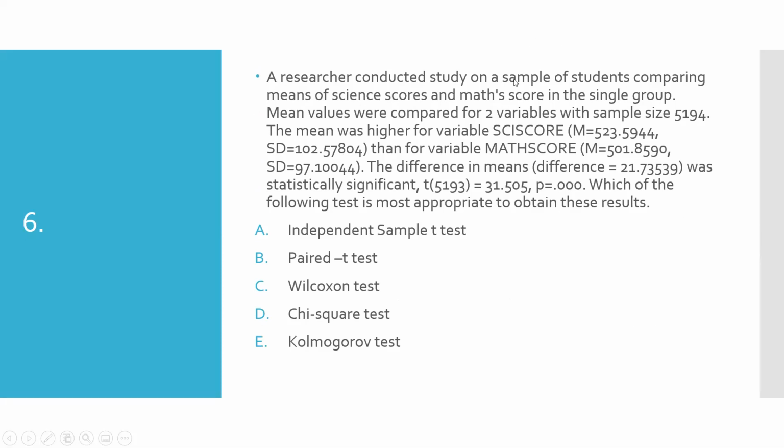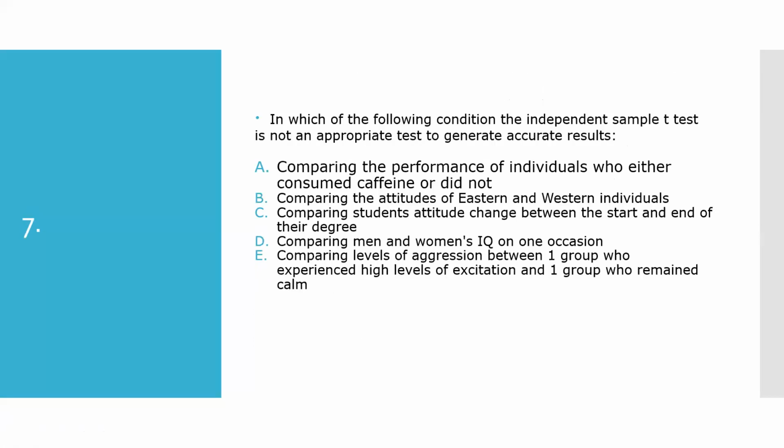Whenever we are comparing two means in a single group, we use the paired t-test. Beta, yes, paired t-test is the right answer. In this case, we will not use the independent sample t-test, we will use a paired t-test.